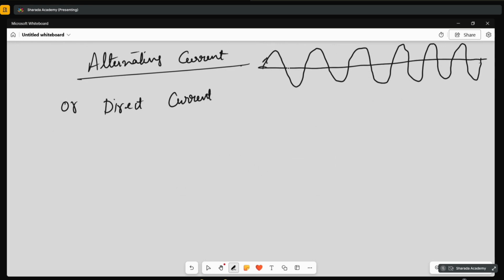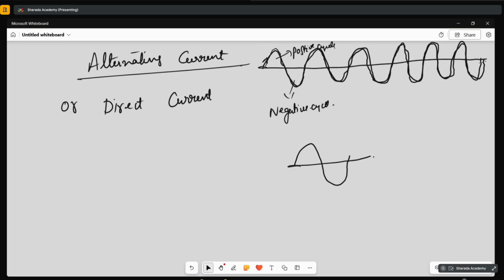Once in the positive direction, this is called the positive cycle. This is the negative cycle. So once in this direction, next the direction will change. So when the current continuously changes its direction, we call it alternating current. In an alternating current, one complete cycle is this. We call this one complete cycle.